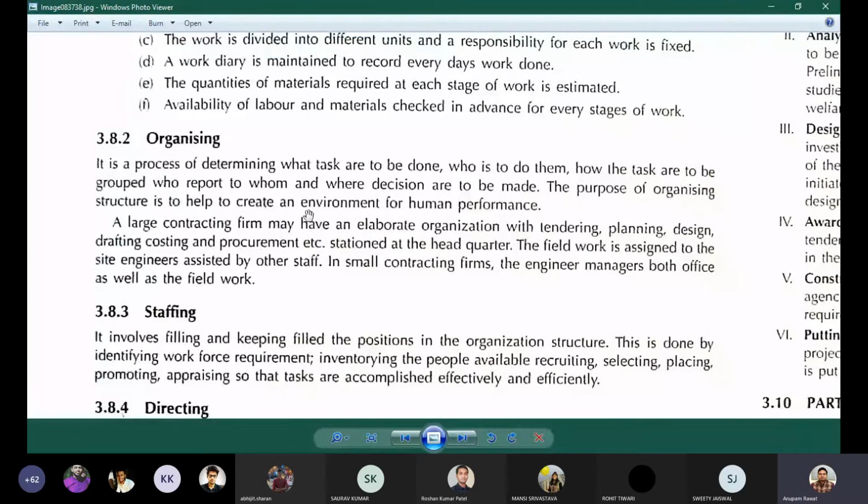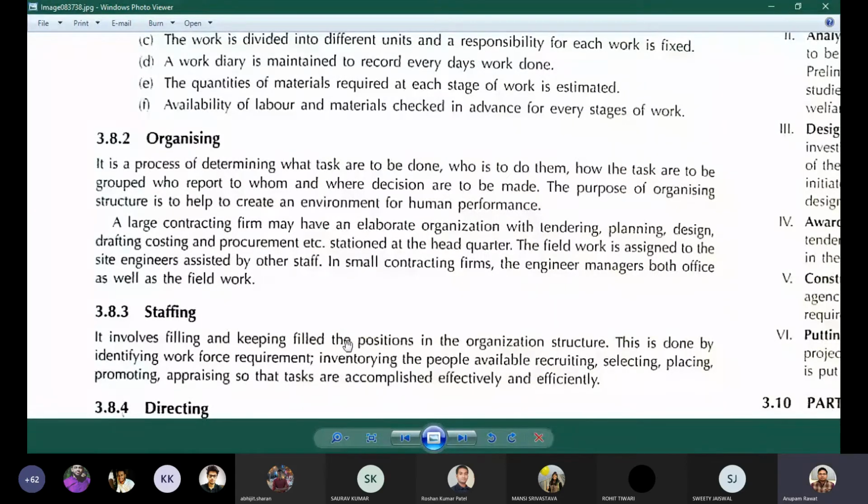Now let us see what organizing is. It is the process of determining what tasks are to be done, who is to do them, how the tasks are to be grouped, who reports to whom, and where the decisions are to be made. The purpose of an organizing structure is to help create an environment for human performance. A large contracting firm has an elaborate organization for tendering, planning, design, and procurement, etc. That is done in the headquarters.